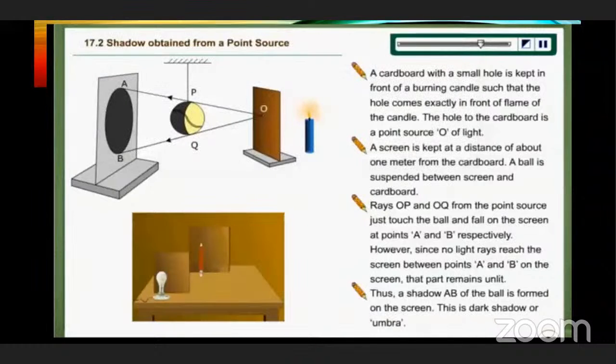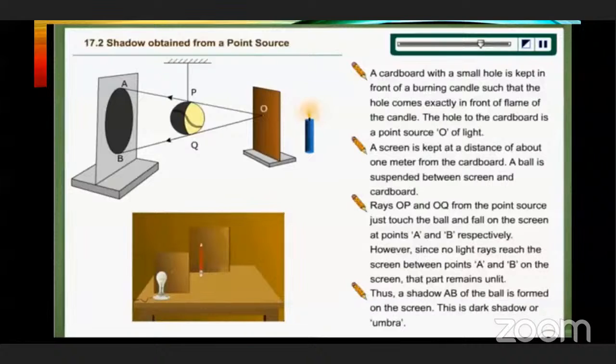So now we will see how a shadow is obtained from a point source. For this activity, you need this setup. You can observe on your screen. There is a cardboard with a small hole, a ball, and a screen. Now we will see how a shadow is obtained from a point source. For this, a cardboard with a small hole is kept in front of a burning candle such that the hole comes exactly in front of the flame of the candle.